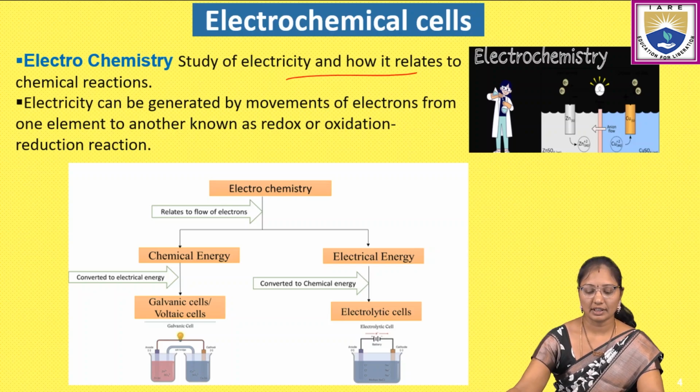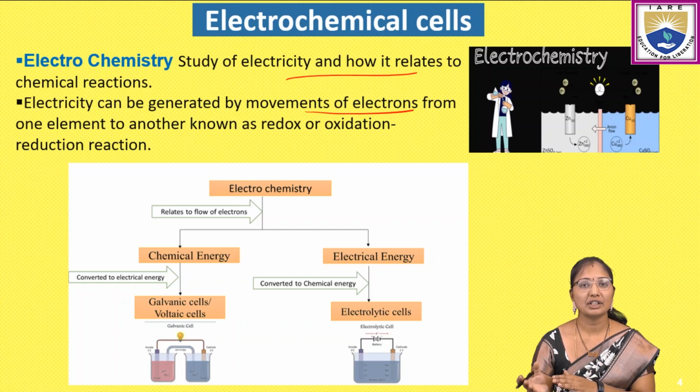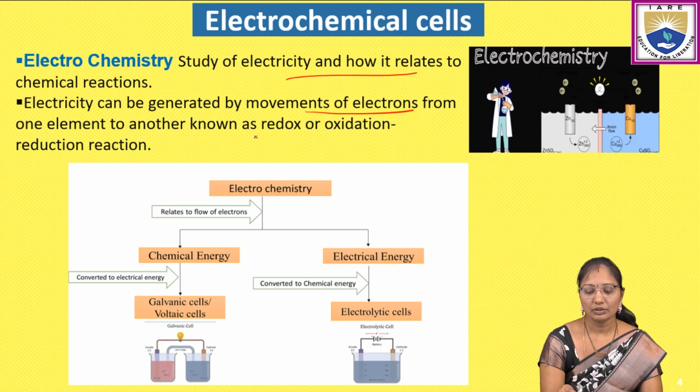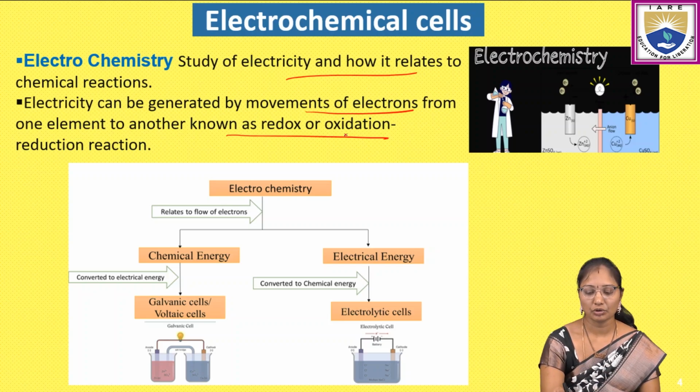Electricity can be generated by the movement or the flow of electrons from one element to another. If it is zinc and copper, the movement of electrons from one to another, from copper to zinc or zinc to copper, causes the generation of electricity. This type of movement of electrons is called the oxidation reduction reaction. The loss of electrons is the oxidation and the gain of electrons is the reduction. If both are happening simultaneously, then it is called a redox reaction.